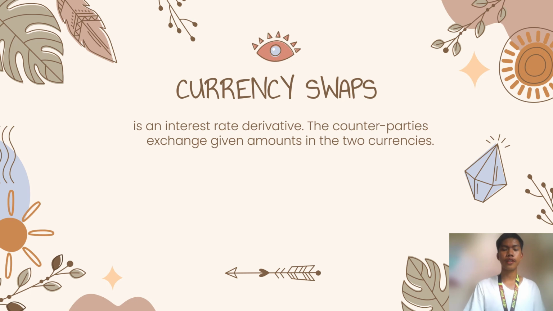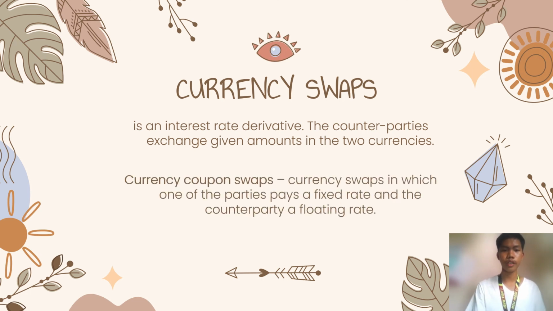We also have currency swaps, where a currency swap is an interest rate derivative. The counterparties exchange given amounts in the two currencies. Currency coupon swaps are currency swaps in which one of the parties pays a fixed rate and the counterparty a floating rate.